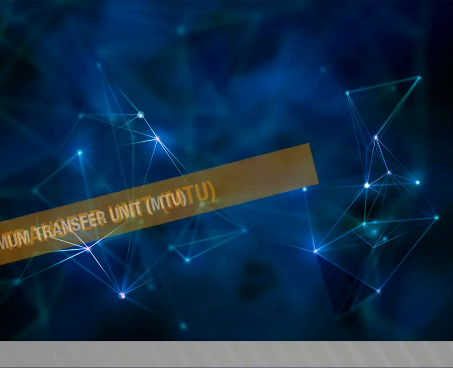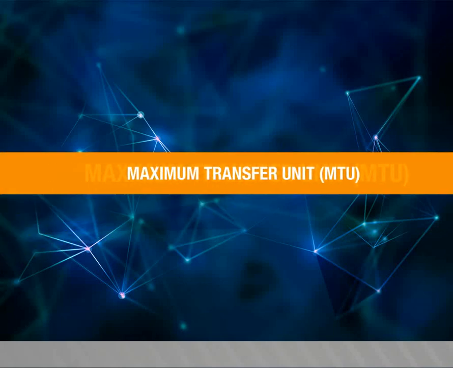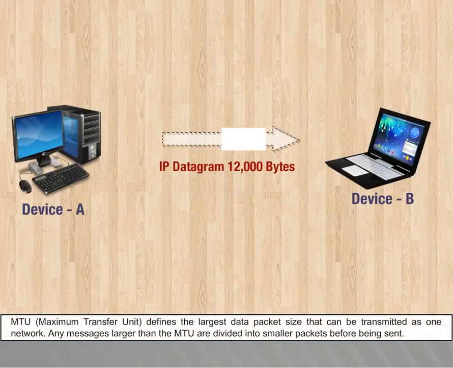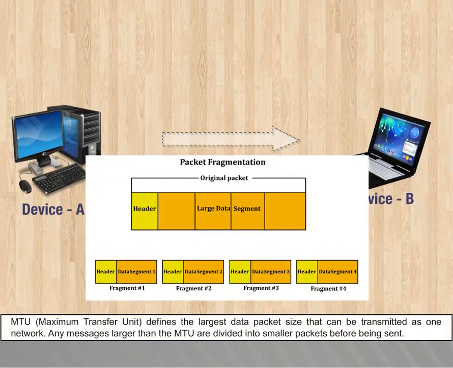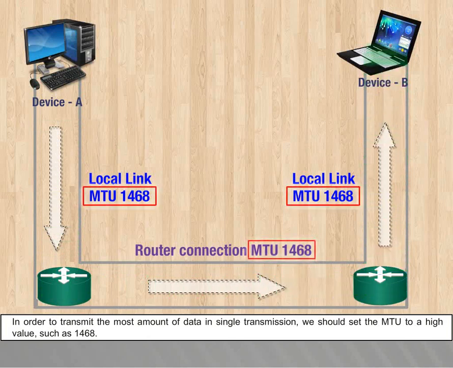Application layer: maximum transfer unit (MTU). In this video, we are going to see about the maximum transfer unit (MTU). MTU, the maximum transfer unit, defines the largest data packet size that can be transmitted in one network. Any messages larger than the MTU are divided into smaller packets before being sent. In order to transmit the most amount of data in a single transmission, we should set the MTU to a high value such as 1468.